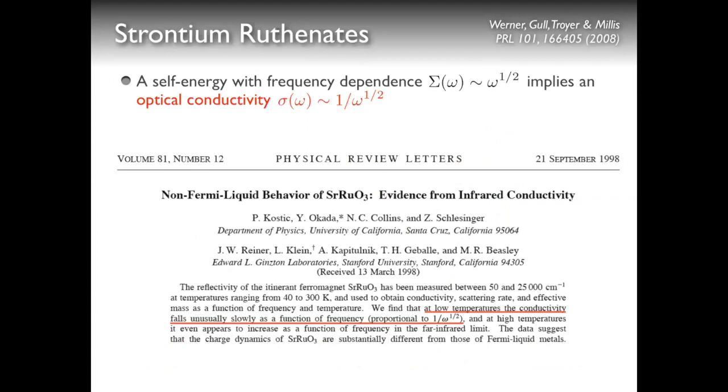And already in that paper we pointed out that this physics may be relevant for strontium-ruthenate compounds, because it was known experimentally that these materials have a very unusual optical conductivity, which goes like 1/√ω. And if we have a self-energy which has a square root frequency dependence, then one can in principle easily argue that one should get an optical conductivity with this form.